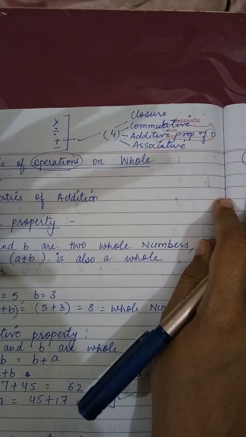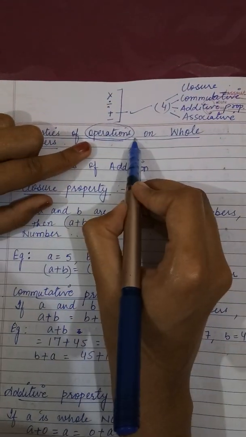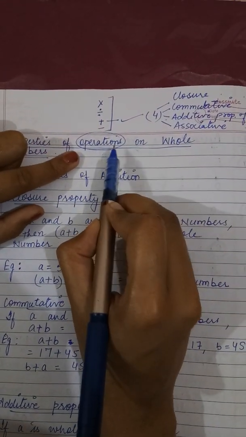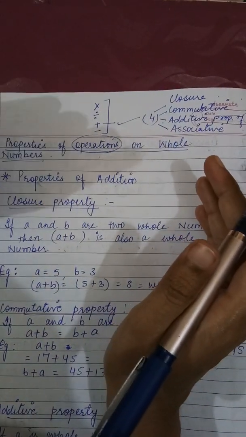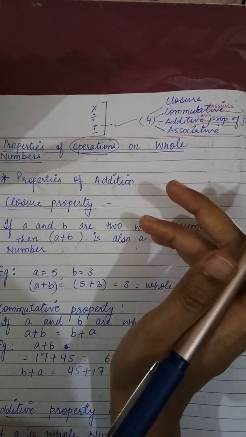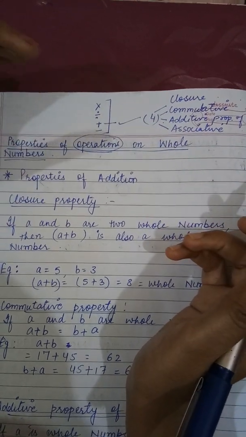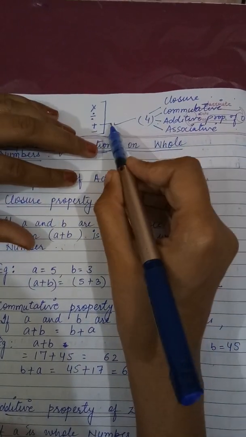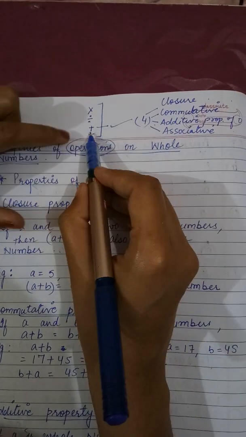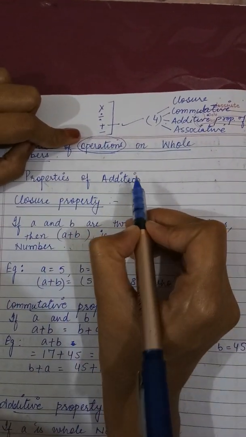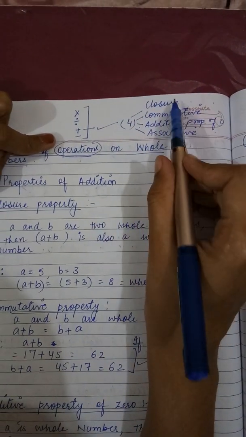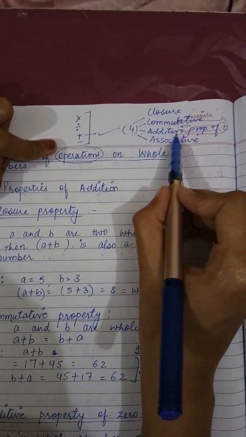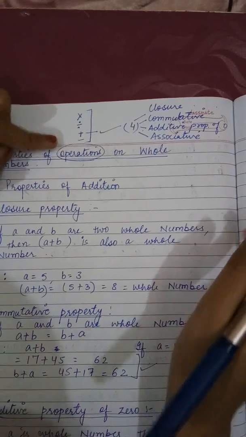So what I have explained you till now is we are having four operations, and on the basis of these operations we are going to use the whole numbers on these operations. Now which four operations are there? Plus, minus, multiply and divide. In each of these operations we are going to use the four properties. Firstly we are going to do the properties of addition. So for the property of additions we are having four properties: closure, commutative, additive property of 0, and then associative. Now let's move to what are these properties.